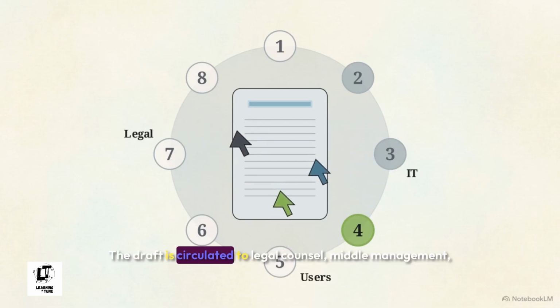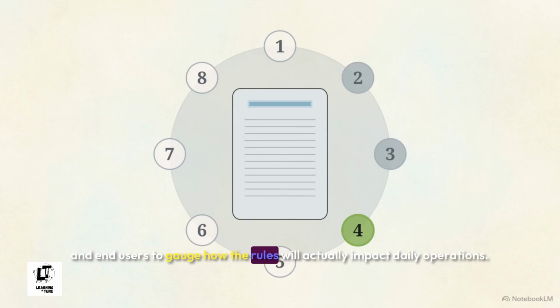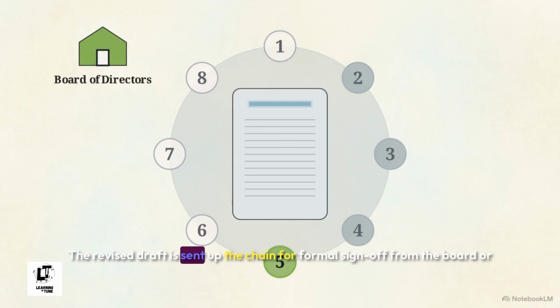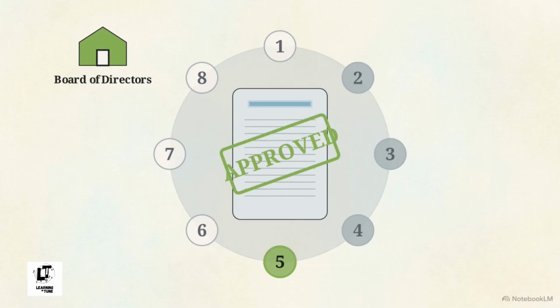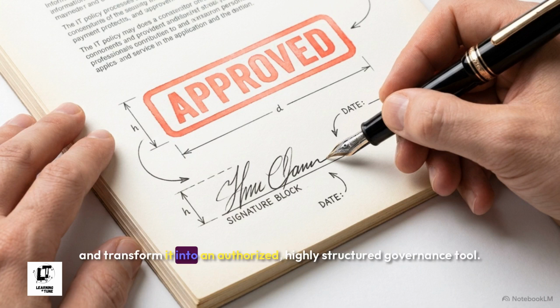The draft is circulated to legal counsel, middle management, and end users to gauge how the rules will actually impact daily operations. Step 5 is approval. The revised draft is sent up the chain for formal sign-off from the board or senior executive committee. These first 5 steps make up the formulation phase. They systematically take a raw business risk and transform it into an authorized, highly structured governance tool.